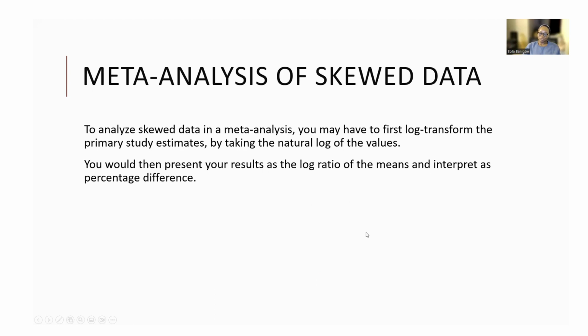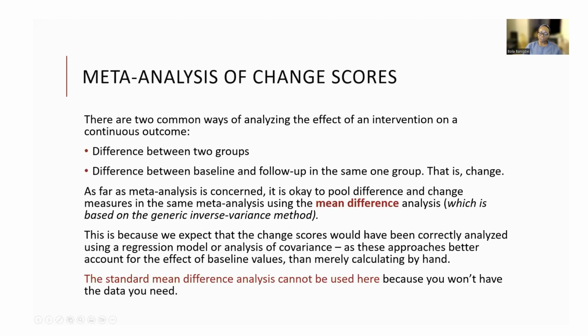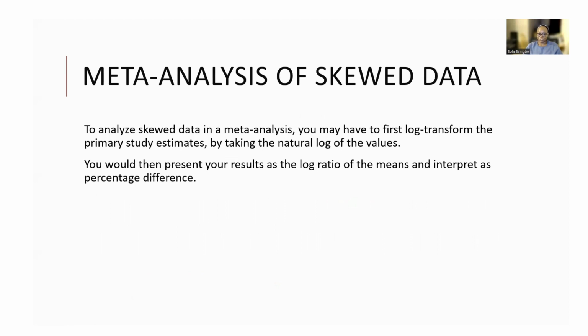When you think about continuous data, most of our statistical analyses are based on an assumption that the data is normally distributed or approximately normally distributed. What happens when your data is skewed? What do you do? You basically log transform the primary study estimates by taking a natural log of the values.